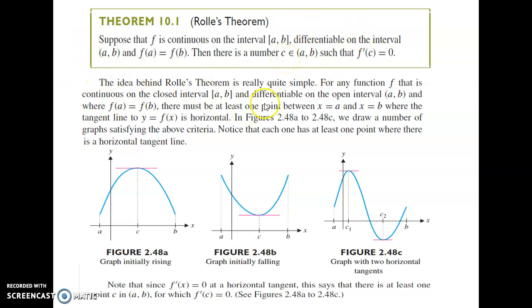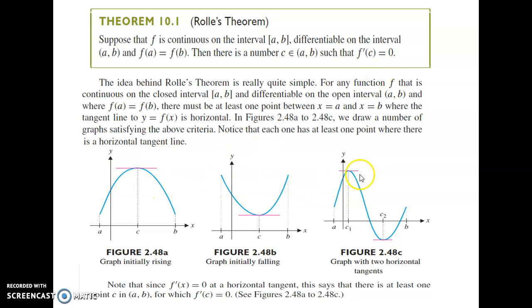So what it says is that for any function f that is continuous on the closed interval and differentiable on the open interval, and if f(a) and f(b) are equal, then there must be at least one point between these two where the tangent line to the graph is horizontal, meaning f prime c equals 0.